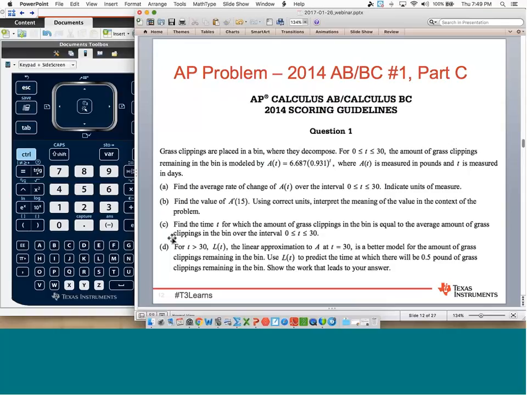So we're just going to take that problem only, and now if you look at this function, A of t, it is the amount of grass clippings remaining in the bin. It gives us the function 6.687 times 0.931 raised to the t. So it's a much more difficult function we're working with there.